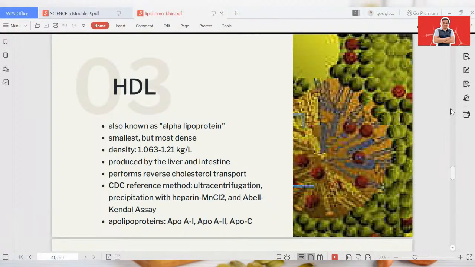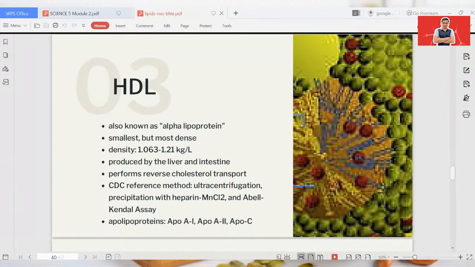The CDC reference method is ultracentrifugation, precipitation with heparin, manganese chloride, and the Abell-Kendall assay, which is a method to estimate our total serum cholesterol level. And HDL has apolipoproteins A1 mainly and A2 on its surface.